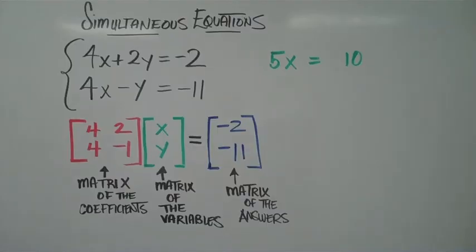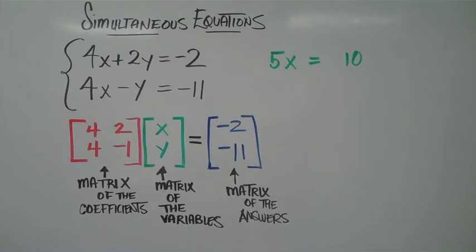One thing matrices are really good for is solving simultaneous equations. For example, if I have 4x plus 2y equals negative 2 and 4x minus y equals negative 11, that's a system of linear equations. Of course, I could use substitution or linear combination or elimination to solve that. Or I could use matrices.